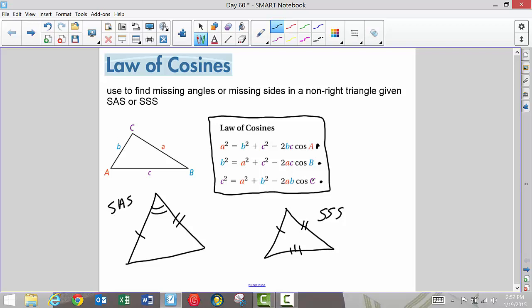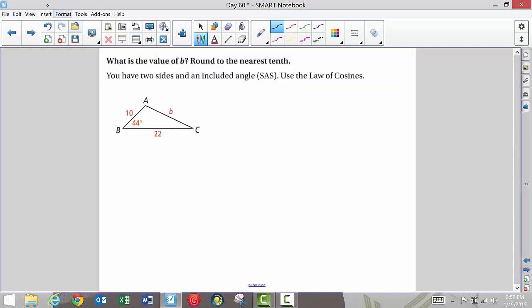So again, use law of cosines with non-right triangles, given side angle side or side side side. Here you don't have to worry about a case where there could be two answers. That's only law of sines in the previous video. So let's get right to it and go to the first example.